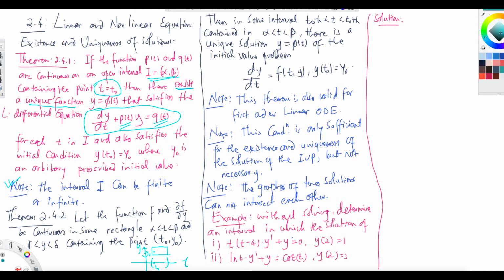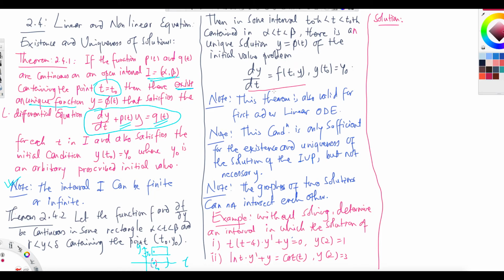Then in some interval, t0 minus h less than t less than t0 plus h, in some interval that contains t0 and that is contained in alpha and beta, there is a unique solution y equals phi of t of the initial value problem dy over dt equals f of t, y. Okay, so look at this.